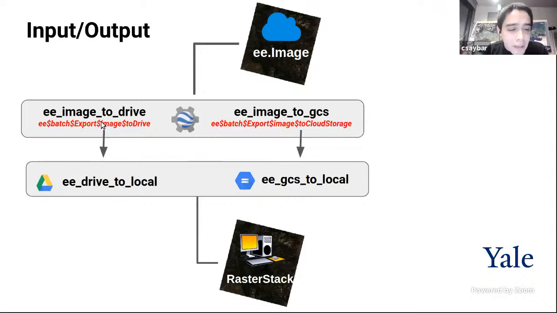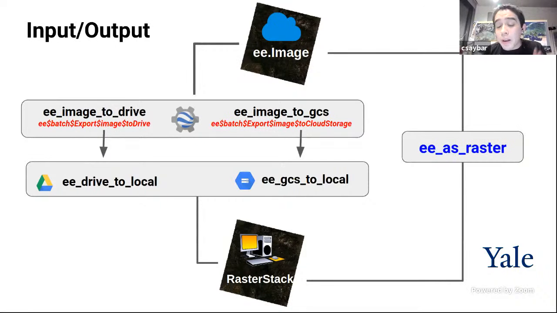Both functions at the end do the same. And this is a function that we developed, EE drive to local. This function is going to permit me to move an image from Google Drive to my local environment. This is what we call the RGE low-level API.